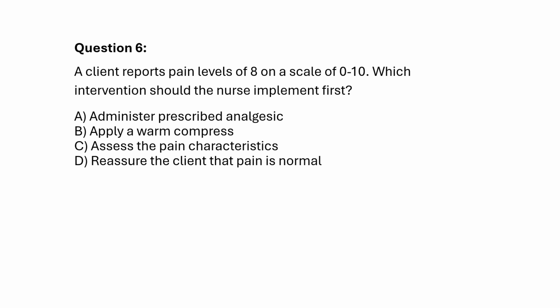Question 6. A client reports pain levels of 8 on a scale of 0 to 10. Which intervention should the nurse implement first? A. Administer prescribed analgesic. B. Apply a warm compress. C. Assess the pain characteristics. D. Reassure the client that pain is normal. Correct answer is option C. Assess the pain characteristics.